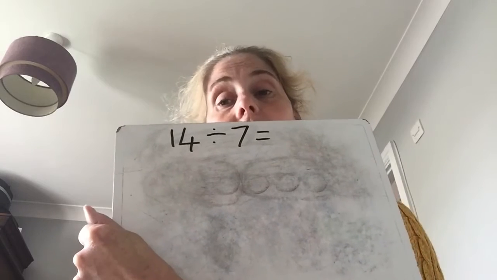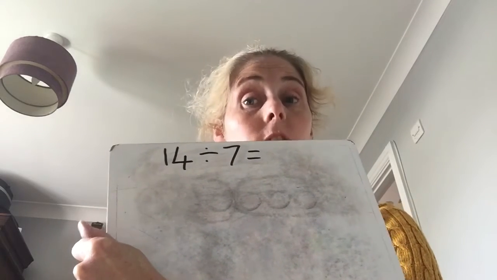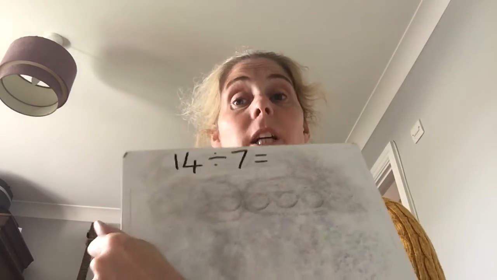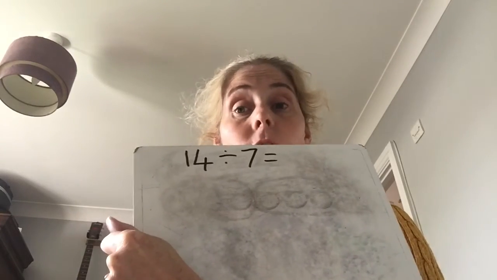Okay, let's have a look at another one together. This time we are going to have 14 and we're going to divide it by 7. So 14 divided by 7 looks quite tricky, doesn't it? But actually by grouping it, it's not that tricky.